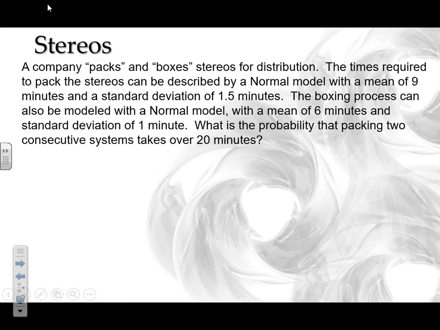Okay, so in the question, we have two different distributions described to us. We have the packing process, which has a normal model with a mean of 9 minutes and a standard deviation of 1.5 minutes. And we have the boxing process, which has a normal model with a mean of 6 minutes and a standard deviation of 1 minute. Now, if we look at the question, it says, what's the probability that packing two consecutive systems takes over 20 minutes? So what's happening here? What are they asking us to do?